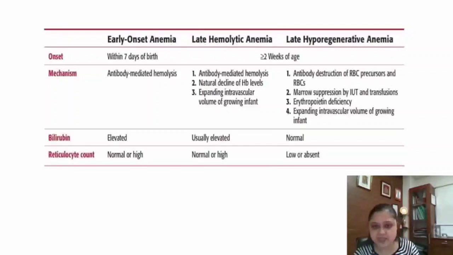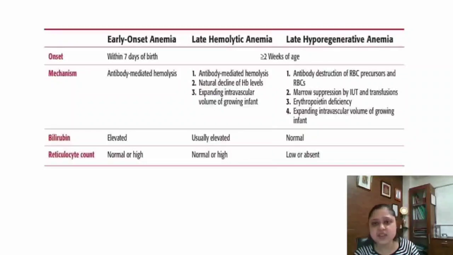On the other hand, in case of the late hemolytic anemia, it is more than 2 weeks of age that it can be encountered. The mechanisms include three: antibody mediated hemolysis, a natural decline of the hemoglobin levels, and the expanding intravascular volume of the growing infant. In such cases, bilirubin level is usually high with the normal to high retic count.